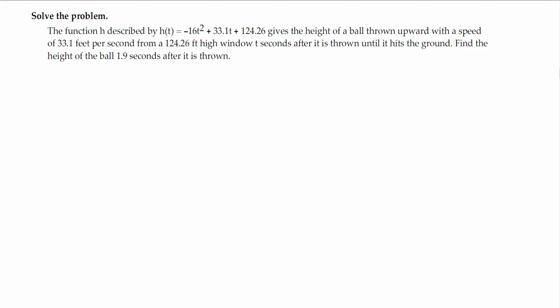Solve the problem. The function h, described by h of t equals negative 16t squared plus 33.1t plus 124.26, gives the height of a ball thrown upward with a speed of 33.1 feet per second from a 124.26 foot high window t seconds after it is thrown until it hits the ground. Find the height of the ball 1.9 seconds after it is thrown.